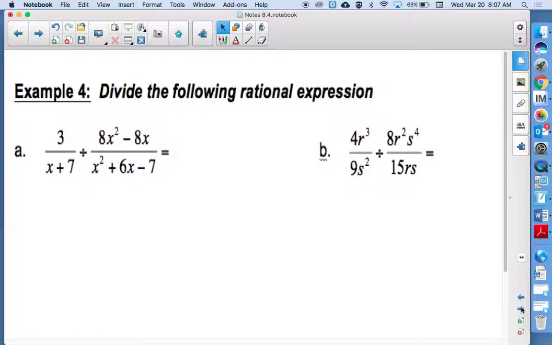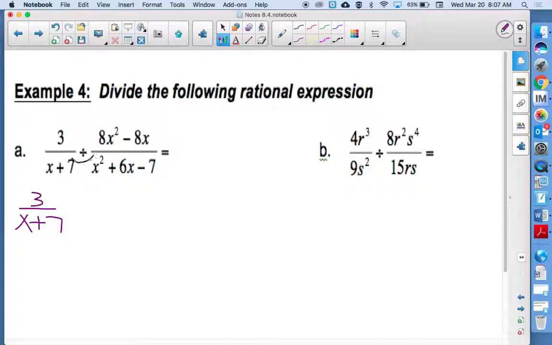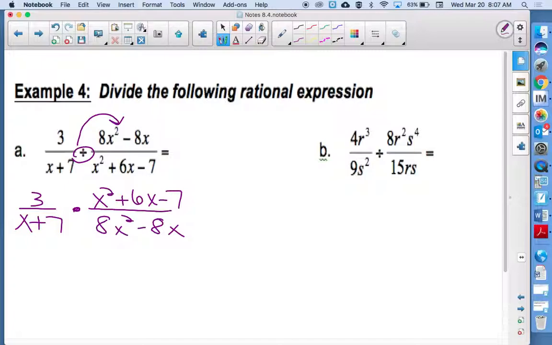So divide the following rational expressions. The 3 over x plus 7 stays the same. Here's my division sign. Whatever follows the division is what you flip. So we're taking the reciprocal of the second fraction and flipping it. So reciprocal means flip. Change it to multiplication and flip at the same time. Factor, simplify, multiply whatever happens to be left.